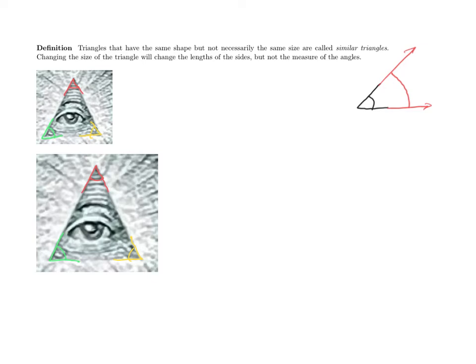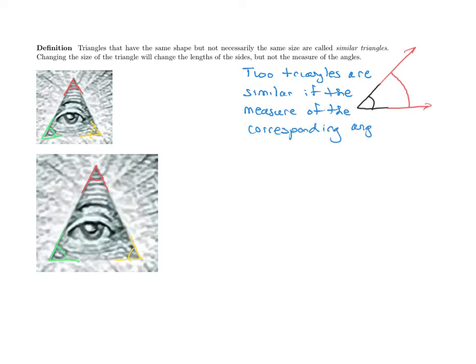We can now restate the definition of similar triangles. Two triangles are called similar if the measures of the corresponding angles are the same. They're actually equal in measure.